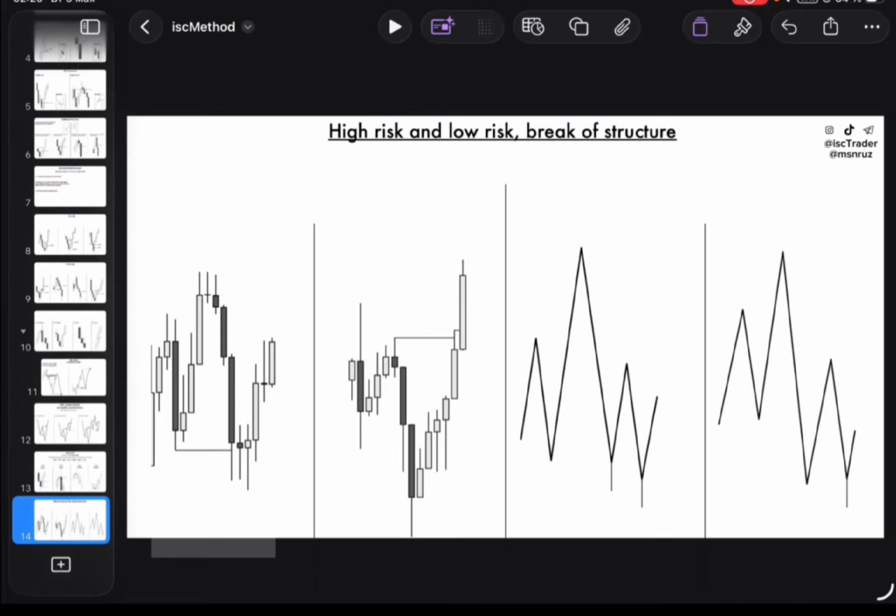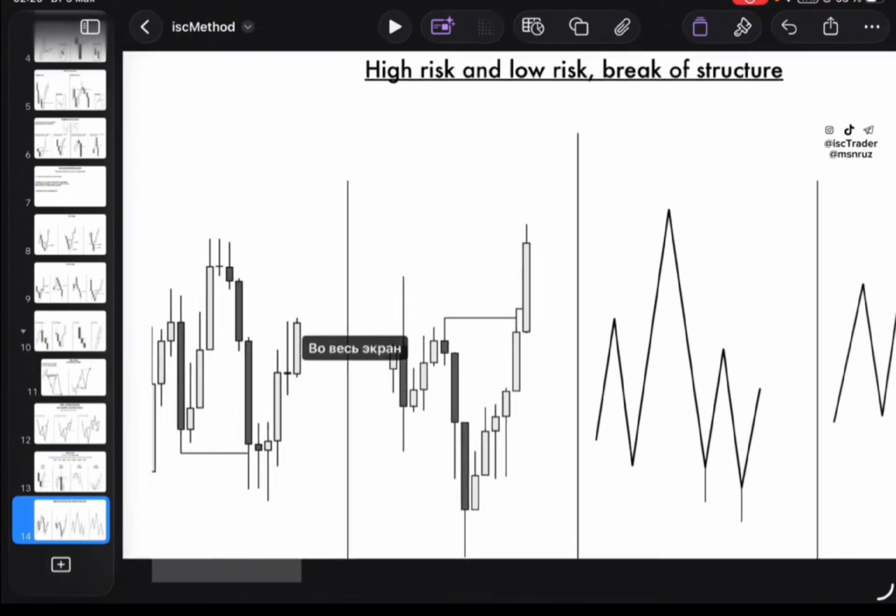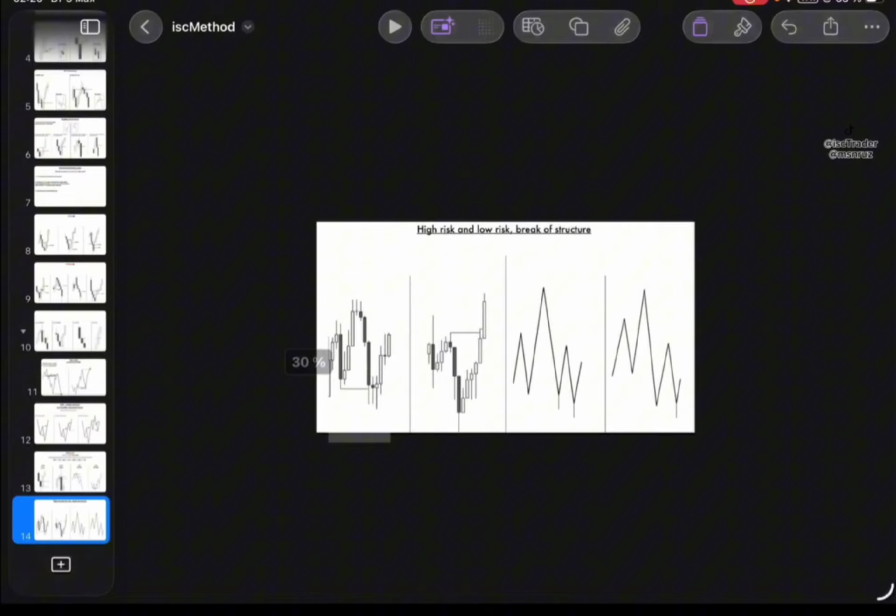The next one is the high risk and low risk breakout structure. In other words, since it is high risk, I do not recommend that you enter the trade. If it is a high risk breakout, working on it is wrong. Meaning it could also be a fake breakout. It's high risk. You can see.